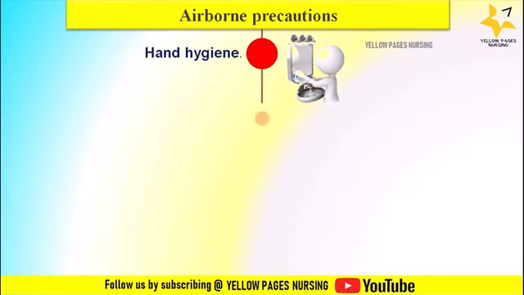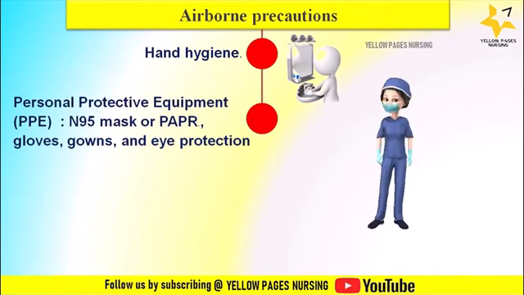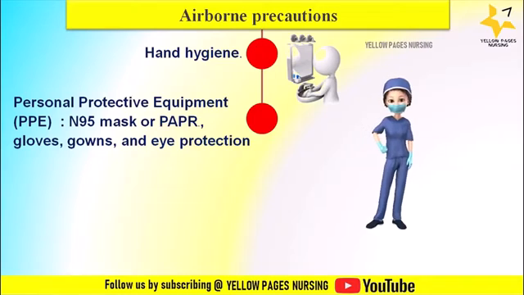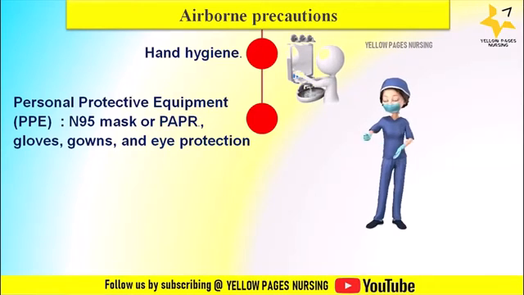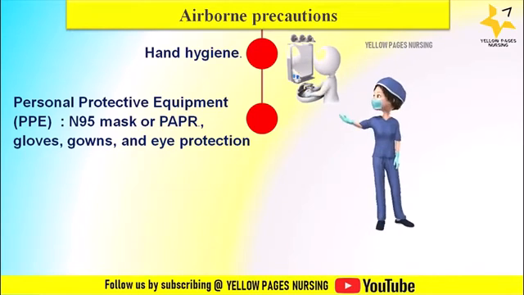Next is personal protective equipment, that is PPE. This may include wearing a properly fitted N95 respirator or powered air purifying respirator. With a particulate respirator, perform a fit check before entering an area, along with gloves, gowns, and eye protection when caring for patients on airborne precautions.